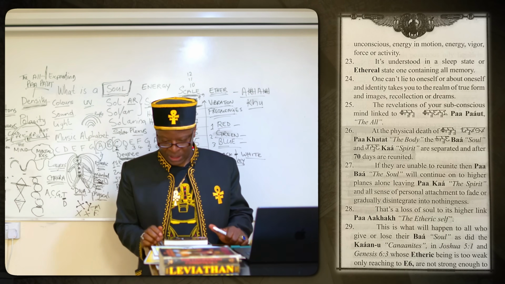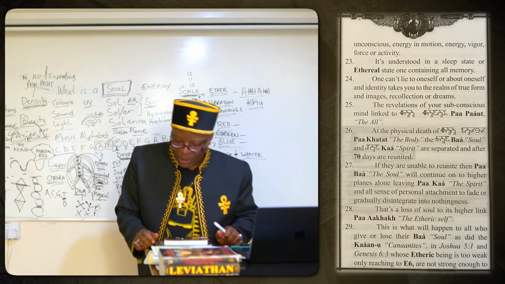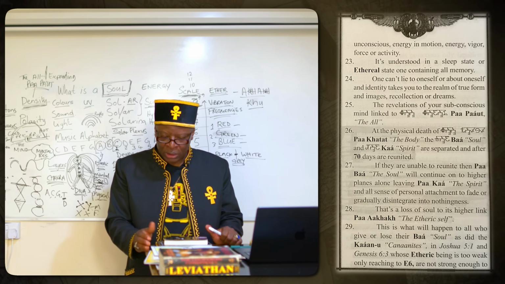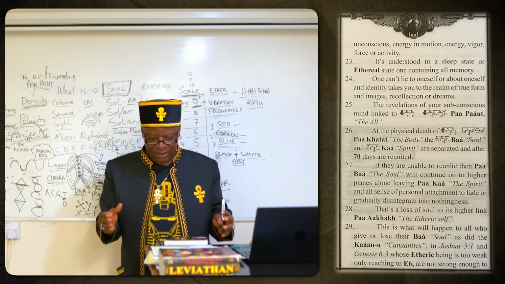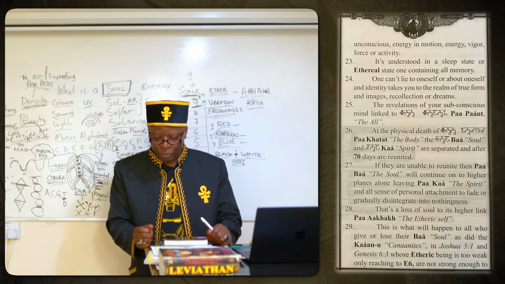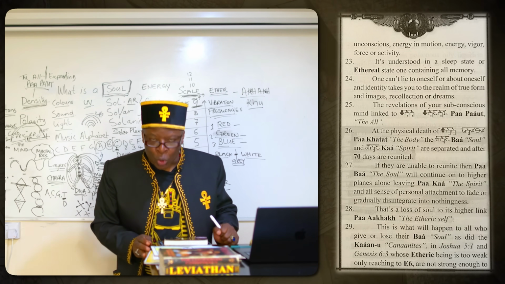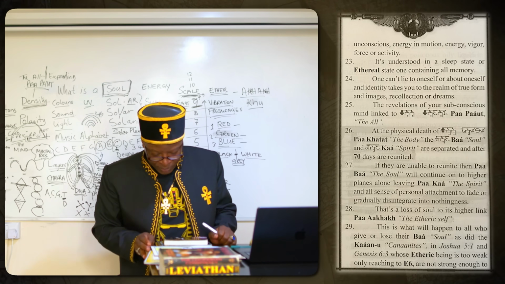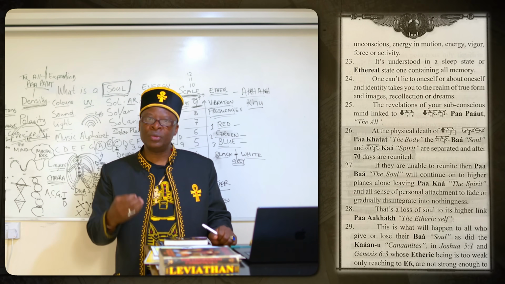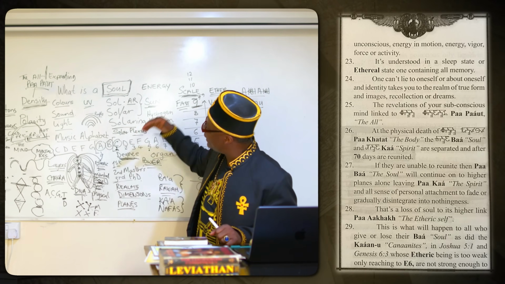26, this is very important now to tie it all in with your body, your soul, your spirit, your etheric being. At the physical death of the Khat, the body, the Ba, the soul, and the Ka, the spirit, are separated. And after 70 days, they are reunited. 27, if they are unable to reunite, then the Ba, the soul, will continue onto higher planes alone, leaving the Ka, the spirit, and all sense of personal attachment to fade or gradually disintegrate into nothingness. That's a loss of soul to its higher link, or the Pa'arha, the etheric self.